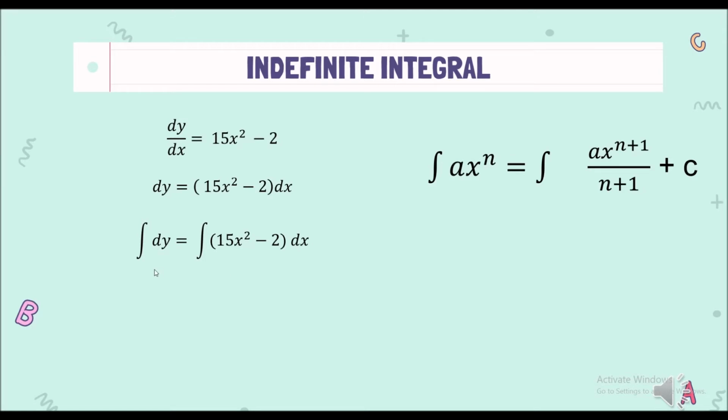So the integral of dy equals the integral of 15x squared minus 2 dx. y equals 15x to the power of 2 plus 1, which is 3, over 3, minus 2x plus c. So the final answer is y equals 5x to the power of 3 minus 2x plus c.